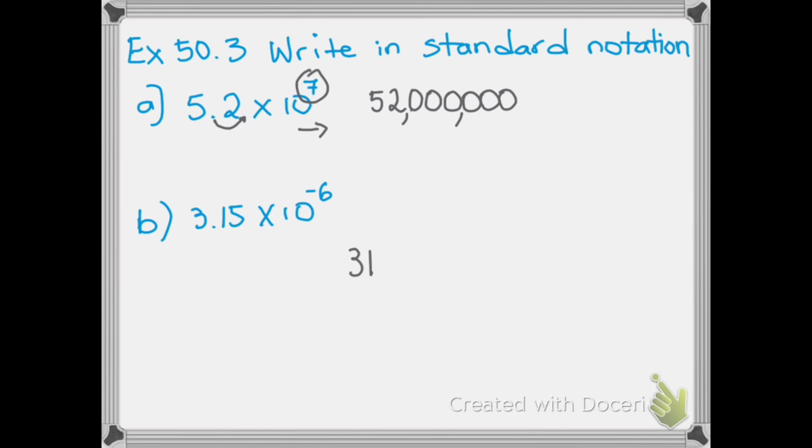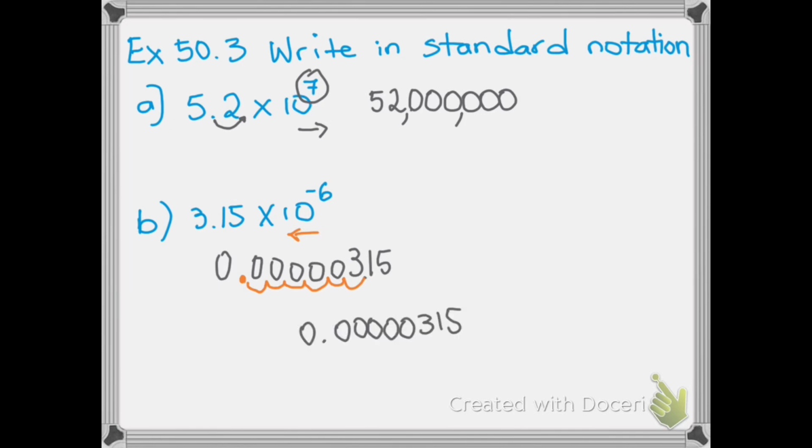Now for the other one, we have to do the same. So we'll start here with 3.15, and we're going to move the decimal now to the left. So we're going to move it 1 here, and then 2, 3, 4, 5, 6, and the decimal goes there. So we put our 0, and then all of these spaces have to go with a 0 as well. So the final answer will have 5 zeros and the 315. And that's it. Pretty simple.